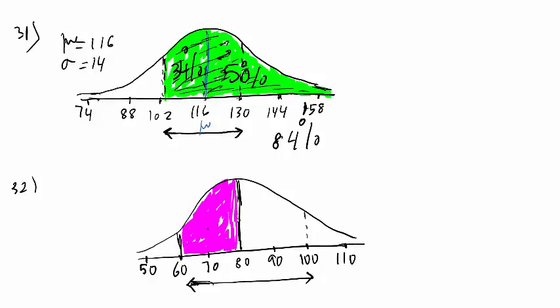I shaded the area between 60 and 80 in red. As you go from 80 down to 60, you're going 2 standard deviations to the left. The rule tells us that within 2 standard deviations is 95%, but that's 2 to the left and 2 to the right. Since I'm taking half of this, this is going to be 95% divided by 2, which is going to be what? 47.5%. So this is how you use the empirical rule in here.